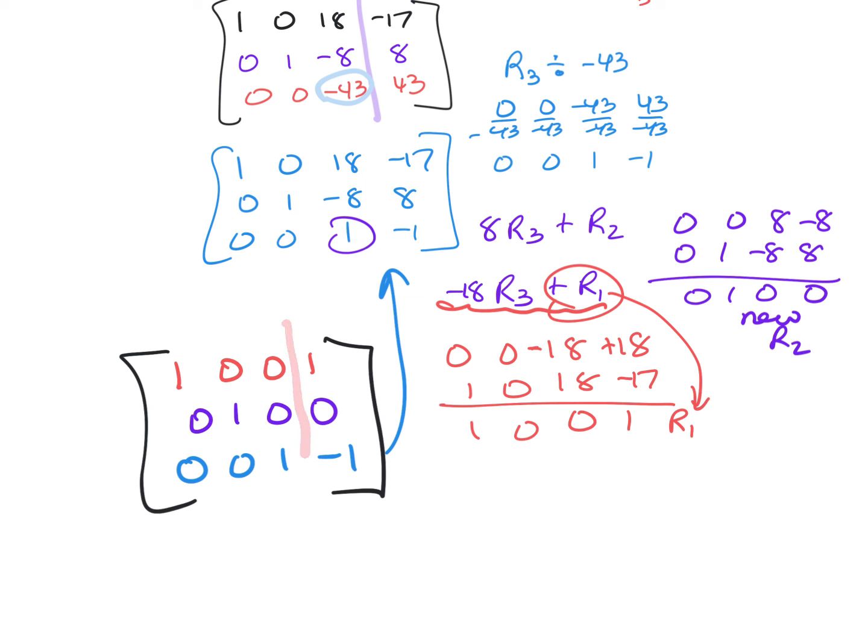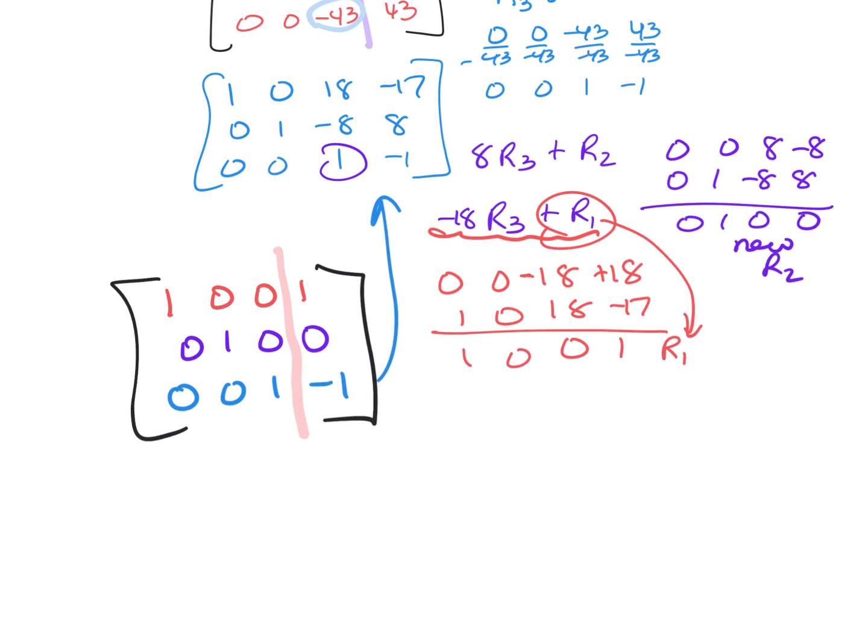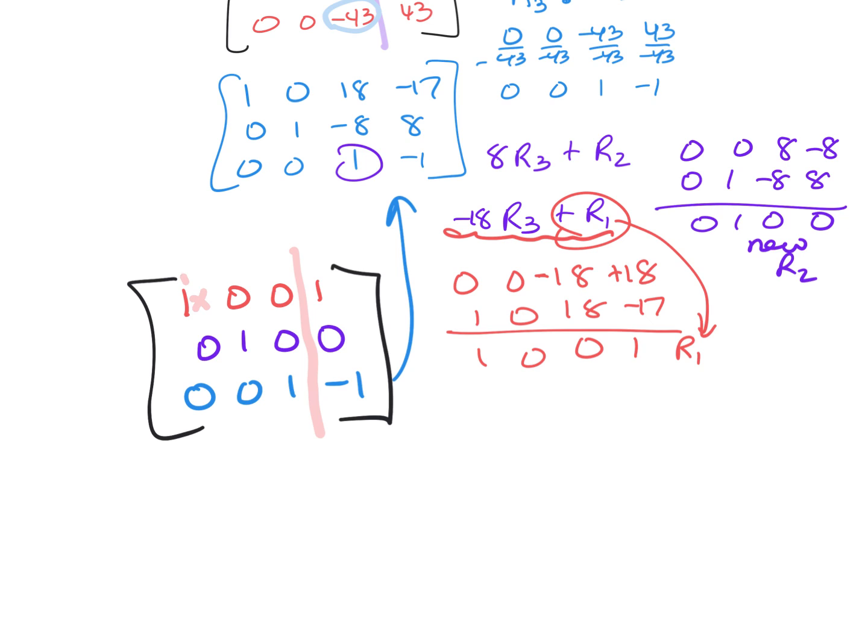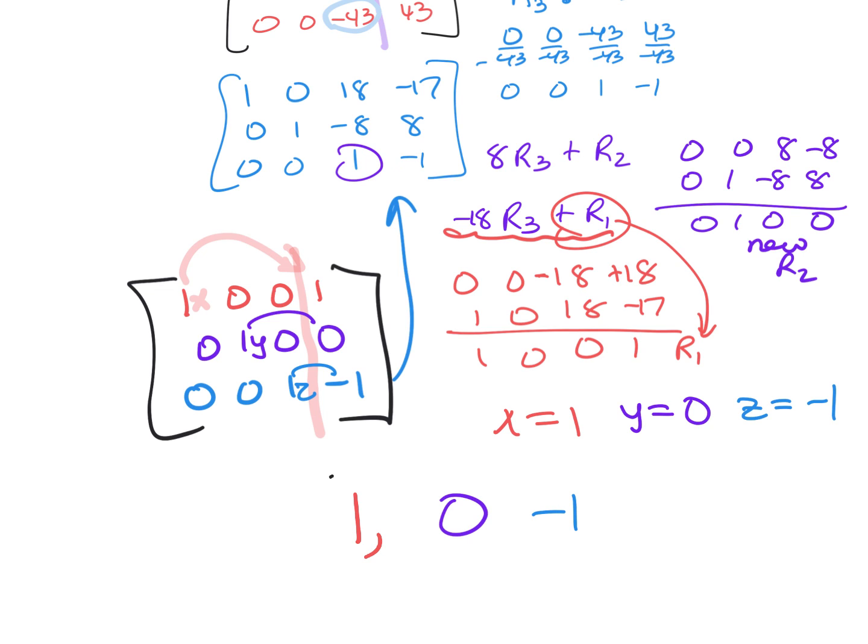And again, here's my division. So again, this is x. So 1x equals 1. And then my x is 1. My y, the purple here, is 0. And my z is -1. And there is my ordered triple. So 1, 0, -1.